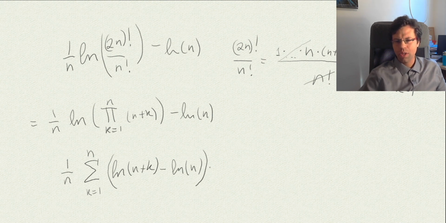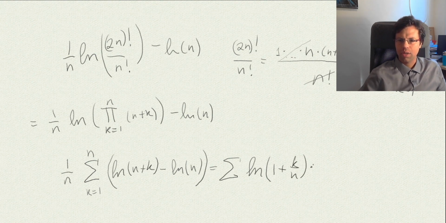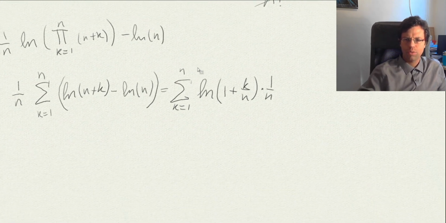And now finally, if we use another law of logarithms, that the difference of logs is the log of the quotient, then we arrive at the following sum. This is the natural logarithm of 1 plus k over n, times 1 over n, summed over k from 1 to n. Okay, so we're almost done.